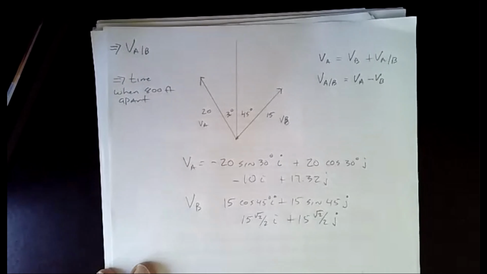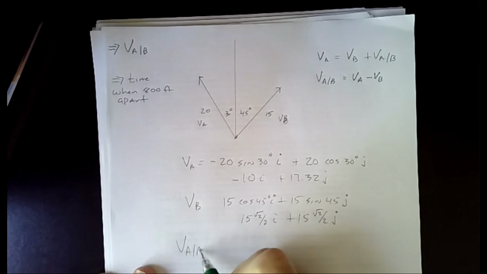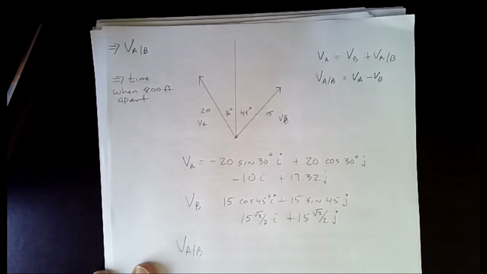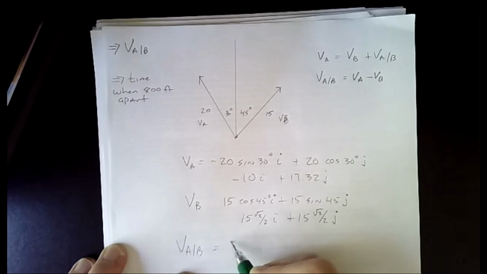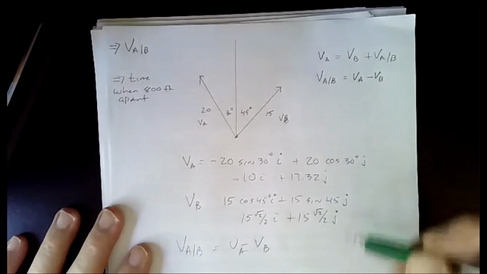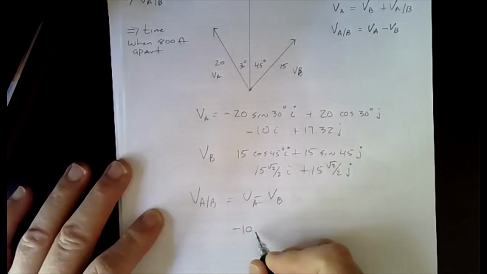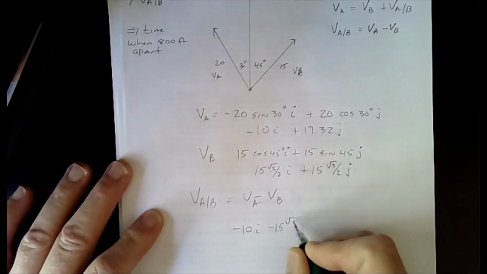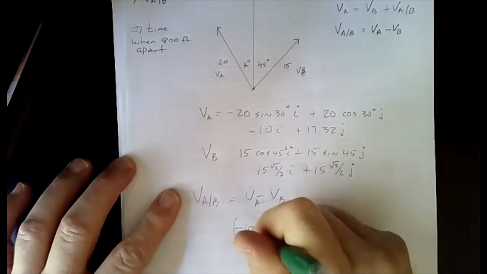Okay. So we know again that if we want V, question? Okay, sorry. If we have VA relative to B, then we just need to subtract VA minus VB. And so really what we're doing is subtracting I components from I components and J from J. And so if we do that, we get minus 10 I minus 15 root 2 over 2. We'll put the I on the outside.